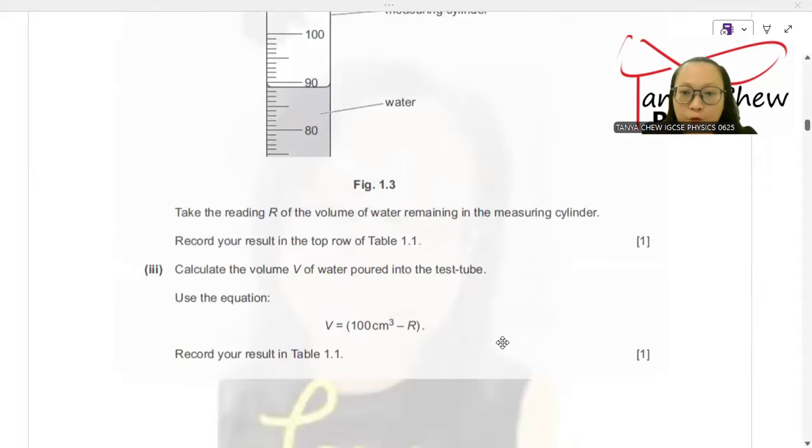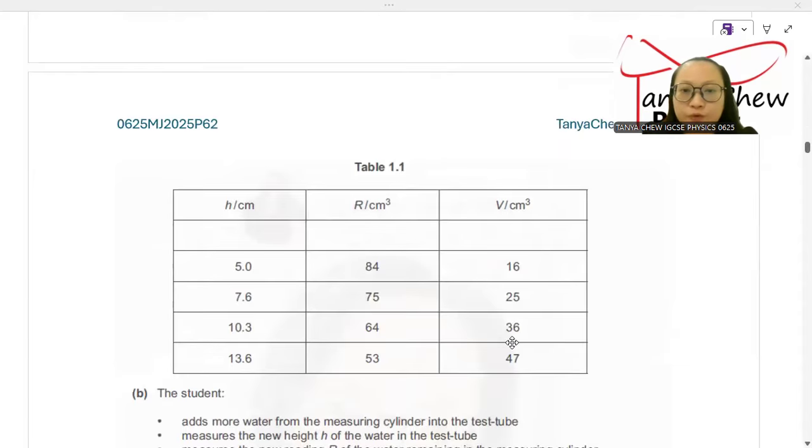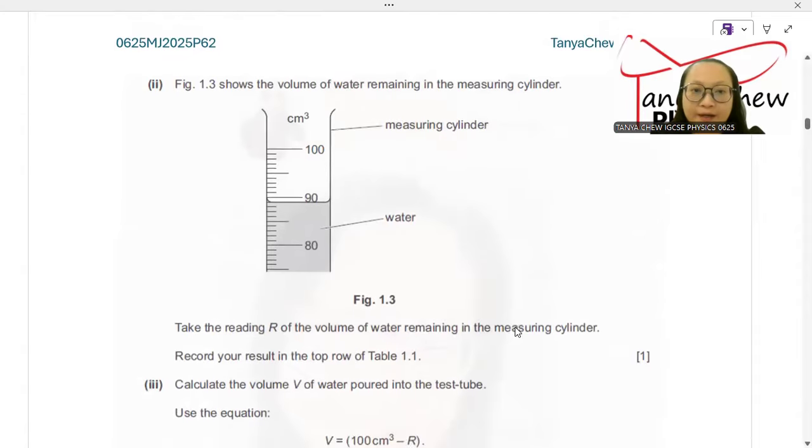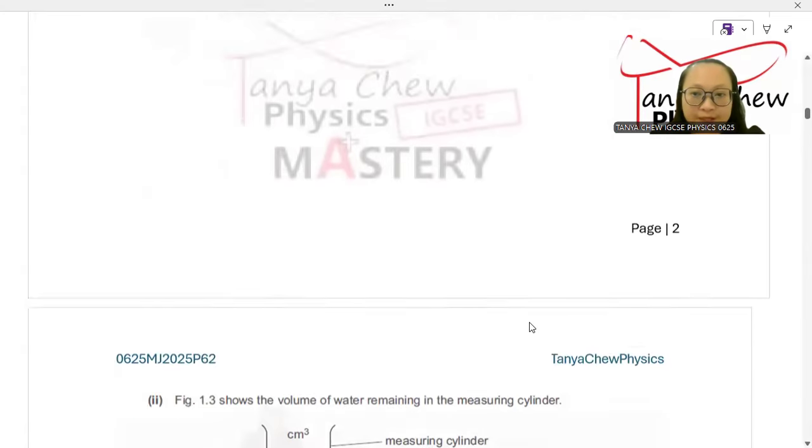Right, page 4. So you just use a ruler to measure the h. The h that I measured was 3.4 cm. So 3.4 is the answer. Okay, now go back to the next page.